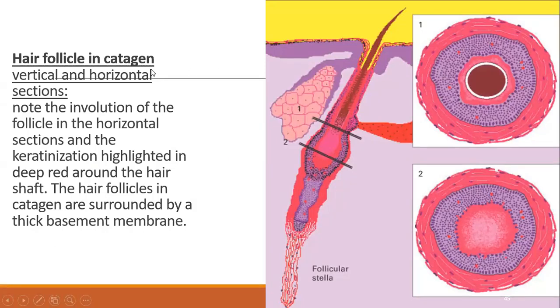The hair follicle in catagen phase, horizontal and vertical sections. Note the involution of the follicle in the horizontal section, and keratinization highlighted in the deep red around the hair. This is keratinization. Hair follicles in catagen are surrounded by a thick basement membrane. This is a thick basement membrane.